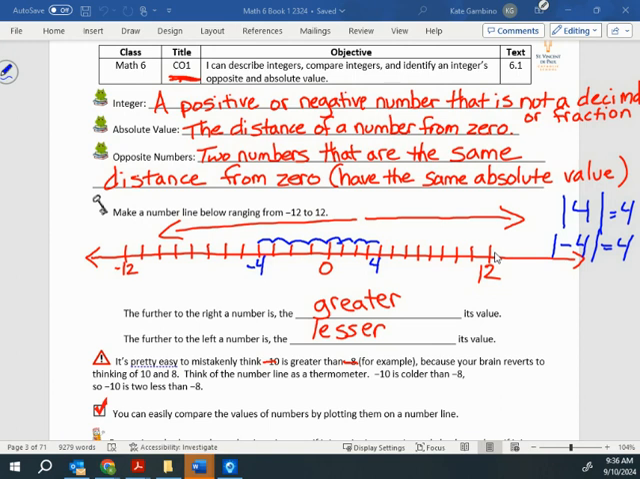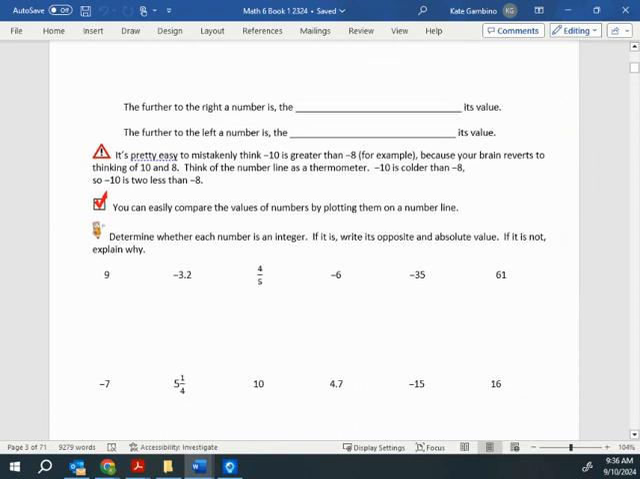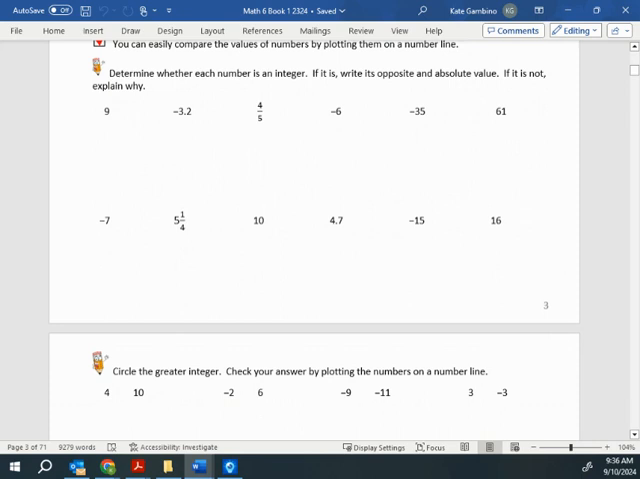So I have to erase what I put up here so I can scroll up. So we can easily compare the values of the numbers by plotting them on that number line, like I did with the 4 and the -4. Let's look at 9. Determine whether each number is an integer. So what can it not be? Adeline? Can't be a fraction or a decimal. If it is not a fraction or a decimal, it's an integer.